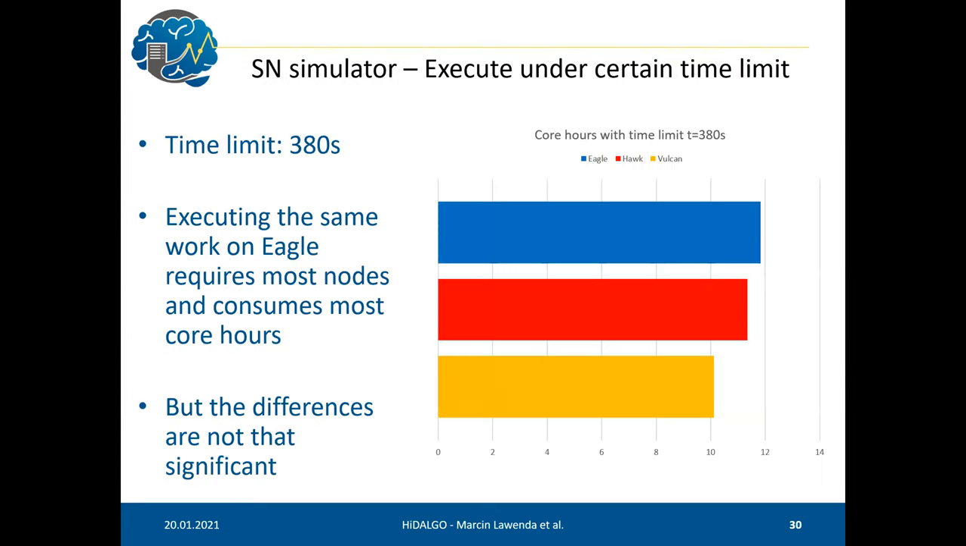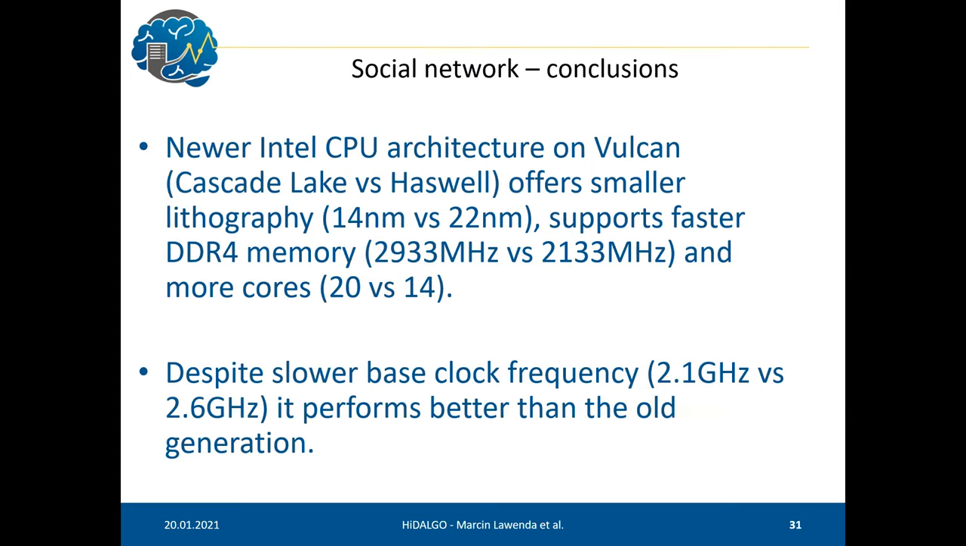a certain threshold. Okay, the last one is for the situation when we are dealing with a certain amount of time, and we have this limitation. So as you see from this chart, executing the same work on the Eagle requires more nodes and consumes more core hours. But the differences are not as significant as in the previous cases.